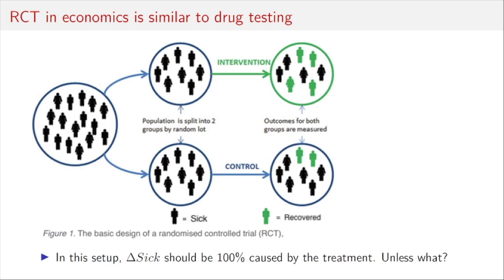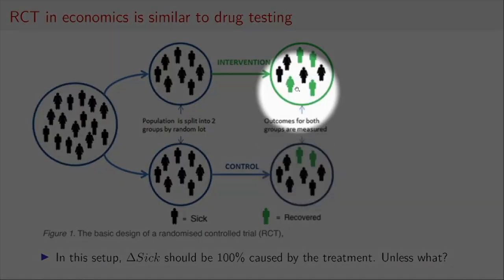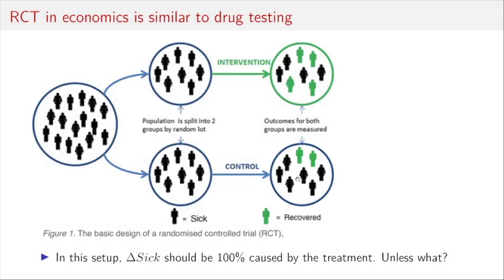Then, at the end of the trial, if there's a difference between the number of sick people in the intervention group and in the control group, we can assume that that difference is 100% caused by the treatment. This is because we randomized allocation into the two groups. This interpretation breaks down if the randomization was not done properly.